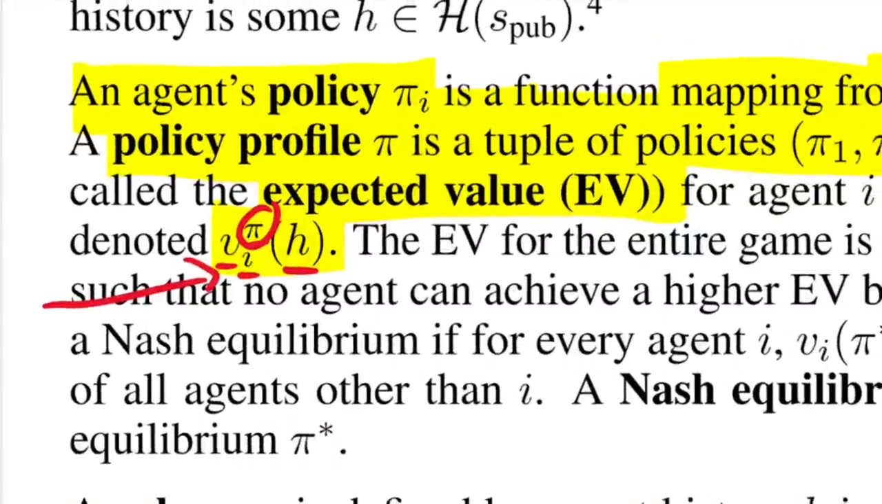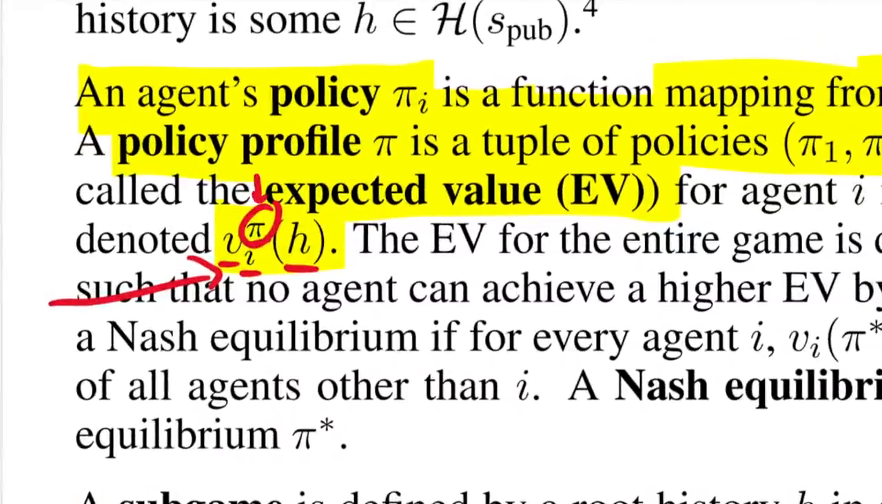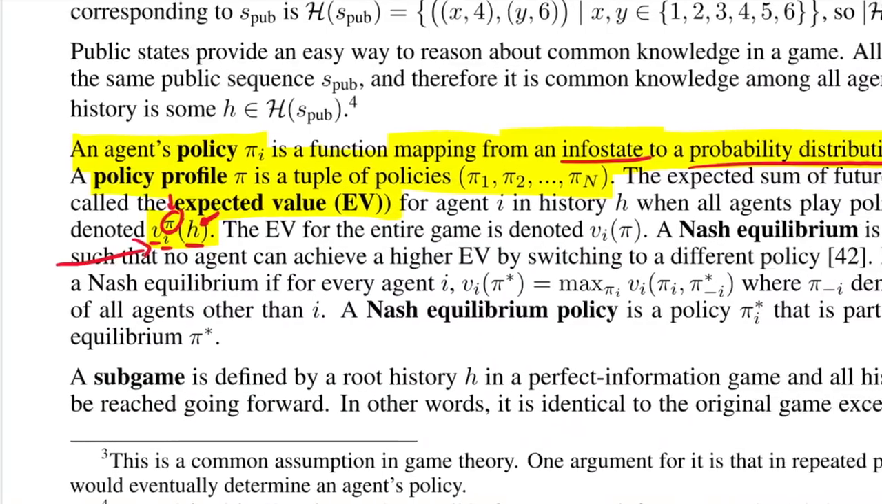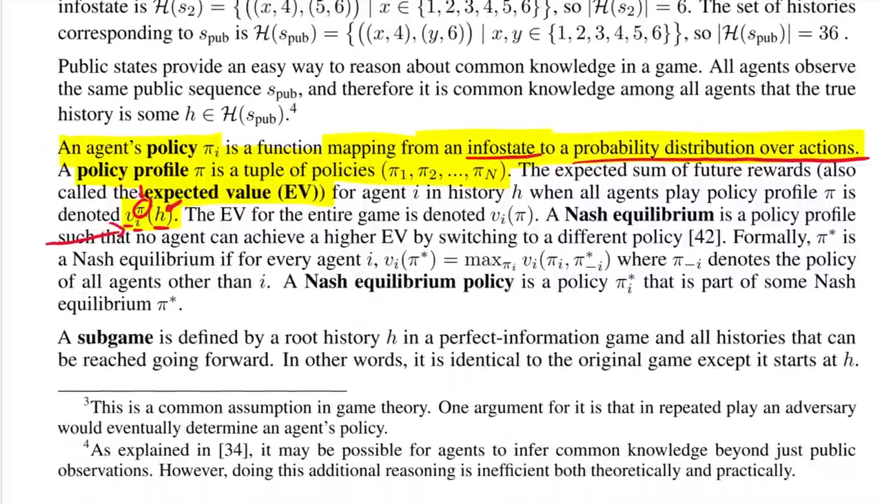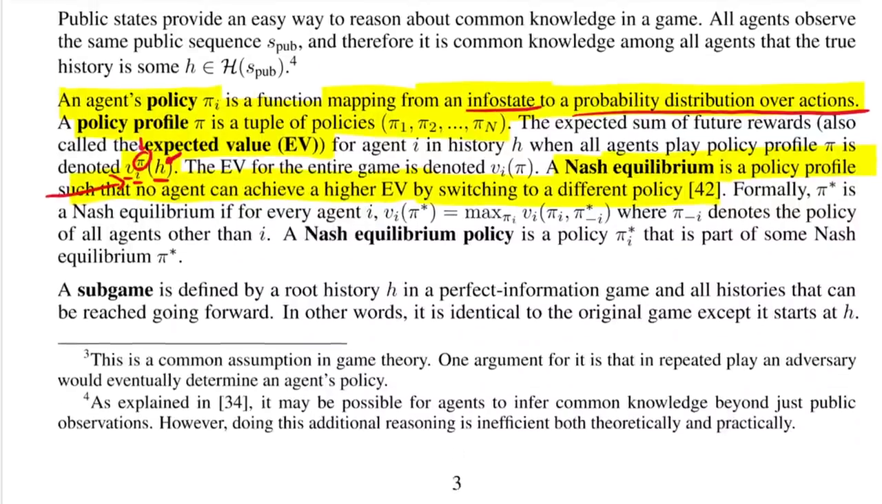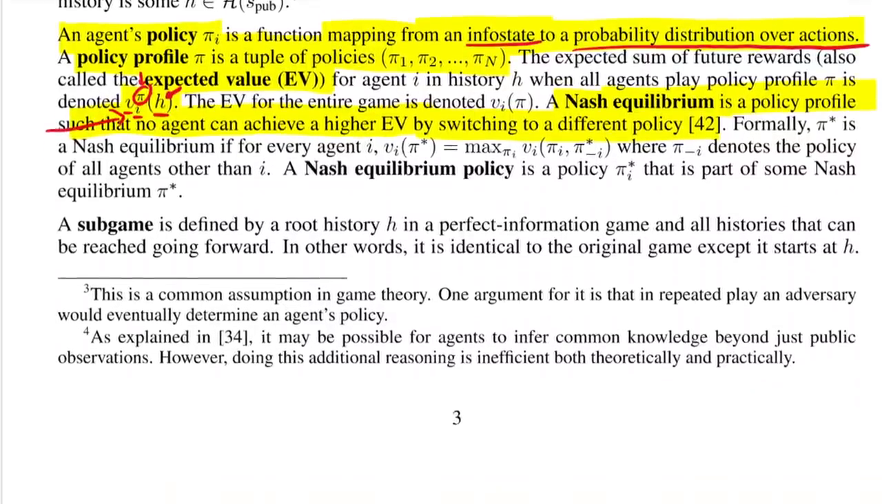But there's a difficulty. We said, okay, we know pi, strategies are public, but we don't know what history we're in, right? So even if you had the perfect value function, I don't know what to input. So this is going to be a problem. All right, the last thing is a Nash equilibrium. You might know this term. A Nash equilibrium is a policy profile such that no agent can achieve a higher expected value by switching to a different policy. Our goal here is going to be to find a Nash equilibrium strategy for these games. And the ReBeL algorithm is going to provably converge to a Nash equilibrium.